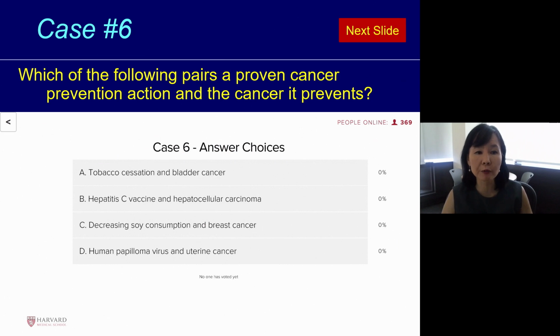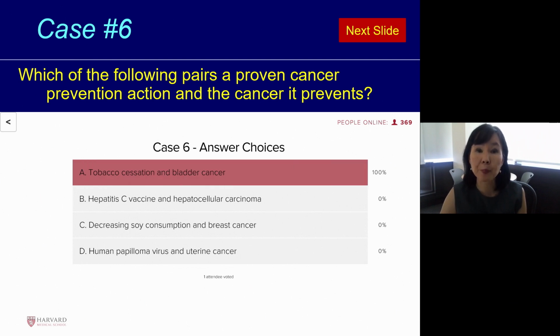So this is one of these things in which we're going to just have a little bit of thinking about epidemiology, which is, which of the following pairs a proven cancer prevention action and the cancer it prevents. So number one, A, tobacco cessation and bladder cancer, B, hepatitis C vaccine and hepatocellular carcinoma, C, decreasing soy consumption and breast cancer, and D, HPV and uterine cancer. So again, which of the following pairs a proven cancer prevention action and the cancer it prevents? I'll give you a chance to answer.